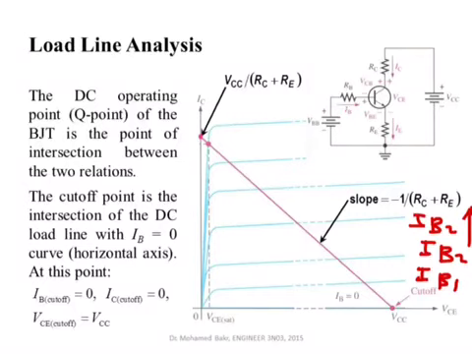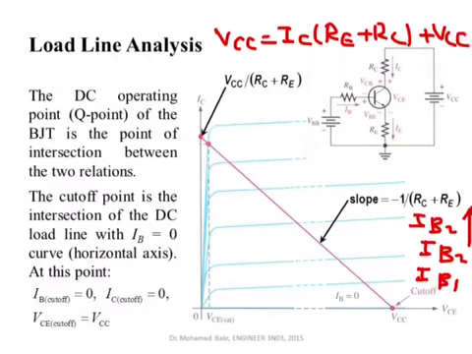To simplify the analysis, we can write the equation relating these two as follows: VCC is equal to I collector multiplied by R emitter plus R collector, plus VCE. So this is the relationship that we have between the collector emitter voltage VCE and the I collector. This is the equation of a line. VCC is given, R emitter is given, R collector is given. This is the equation of a line where IC represents the y-axis and VCE represents the x-axis.